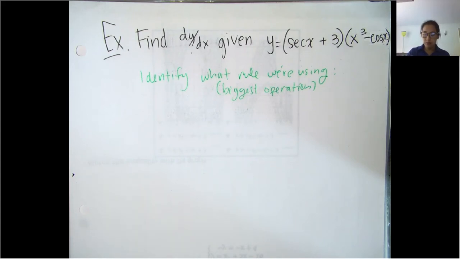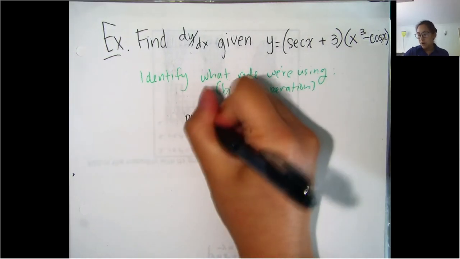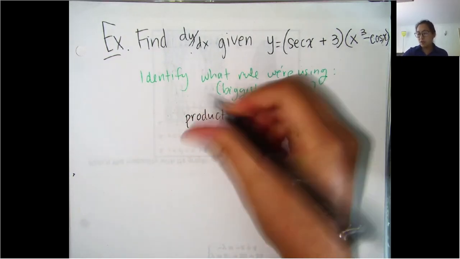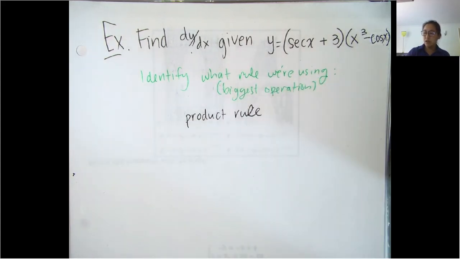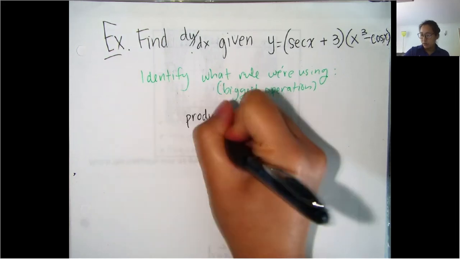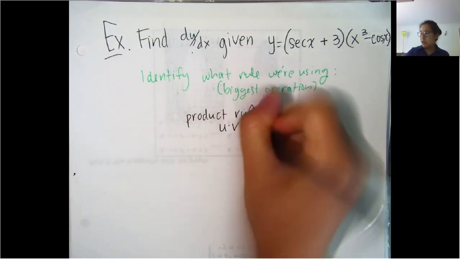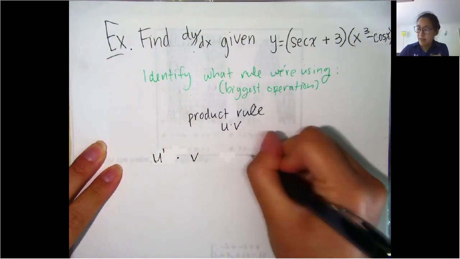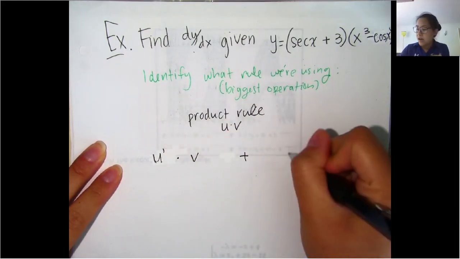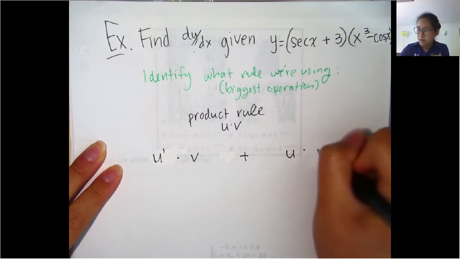So what rule should we be using? Well, of course, that's the product rule. So product is when there's a multiplication or the result of multiplication. So product rule is what we'll go ahead and use. So if you remember correctly, that would be for something with u times v, that would be u prime times v, and then plus u times v prime.